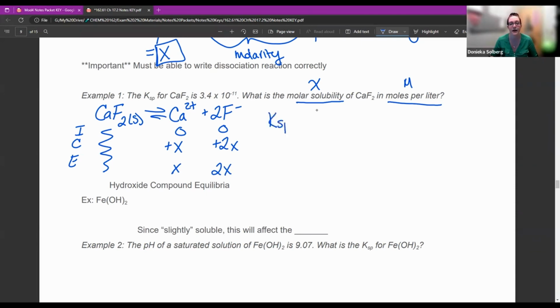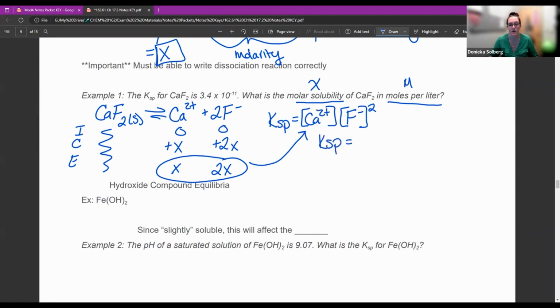Okay, so if I were to write the KSP, I'm actually going to write this out first. According to my equation, it should be calcium times fluoride squared, right? So then I'm going to put my equilibriums into my KSP. So KSP is going to be X times 2X squared. Okay, now algebraically, don't forget that this 2 goes to both of these things. So if I multiply this out, it's actually 4X cubed. Okay, so KSP equals 4X cubed.